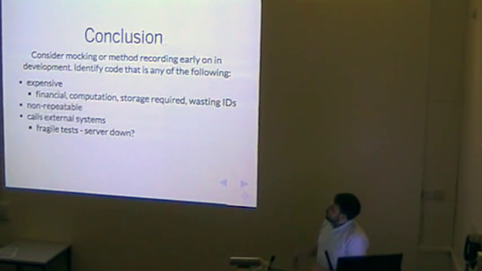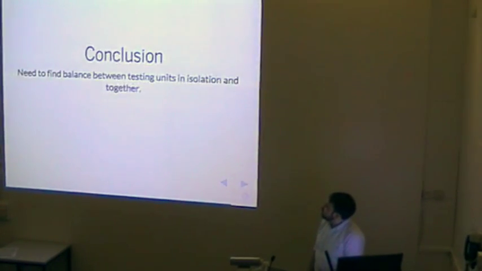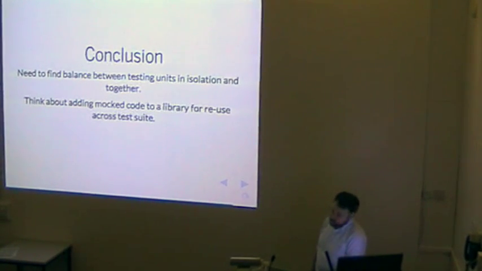Also, if you're calling external systems, it's making your test more fragile. What happens if the server's down, unresponsive? It could be an abuse of a remote system. You may have permission to access someone's API, but they don't want you using it hundreds of times a day for testing. You need to find some balance between testing the units in isolation and together.